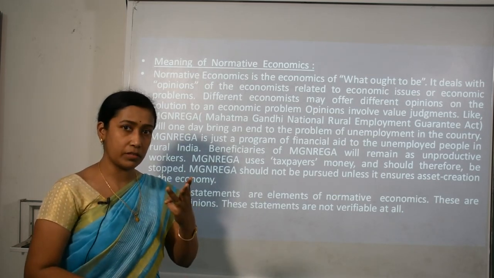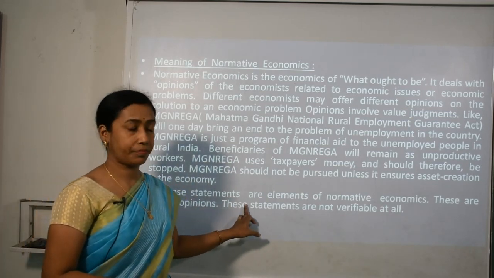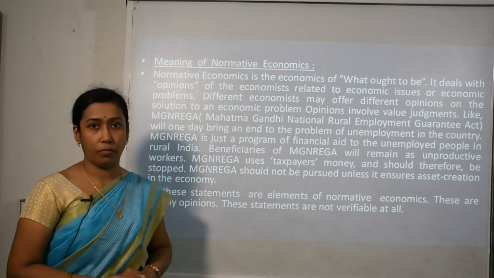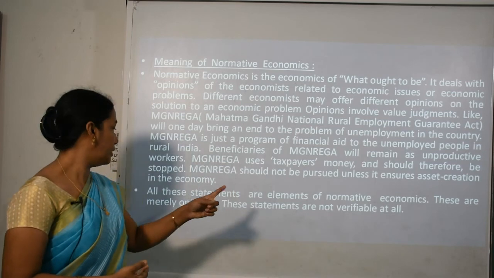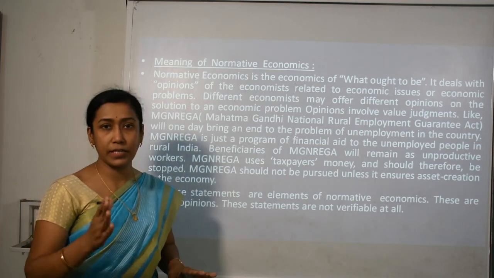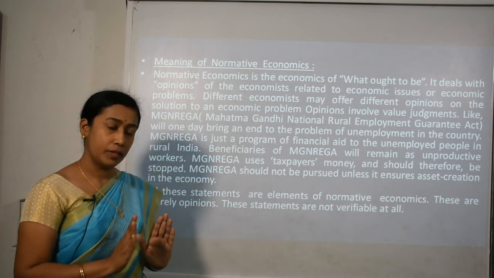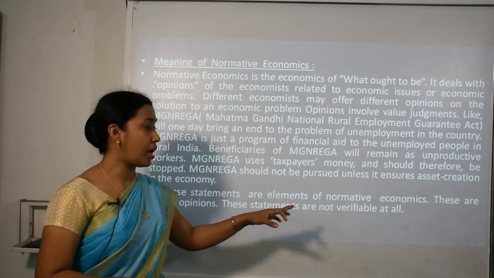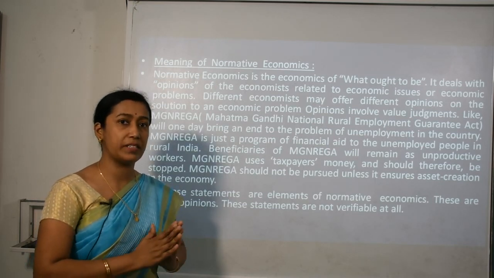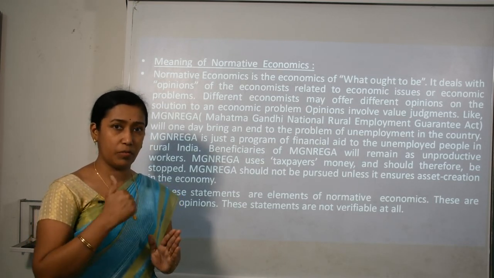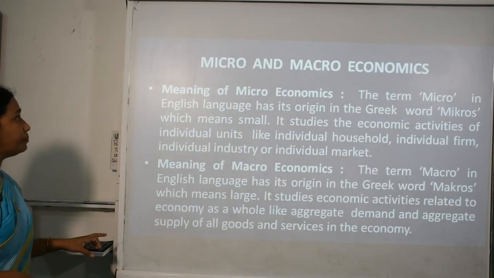So there are three economists, and all of them have laid out their own ideas. All these statements are elements, or examples, of normative economics, and these are merely opinions. As I said earlier, they are merely opinions, not facts. These statements are not verifiable at all. Of course, they are based on some facts and figures laid out by the economists themselves, but they are not verifiable. This is normative economics.